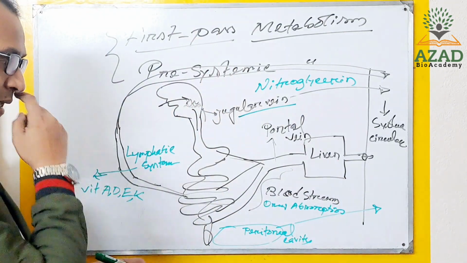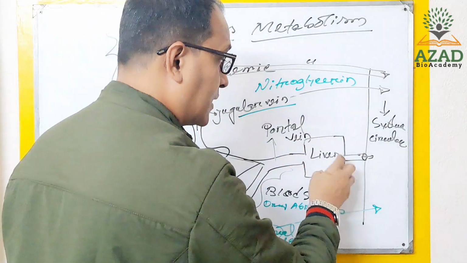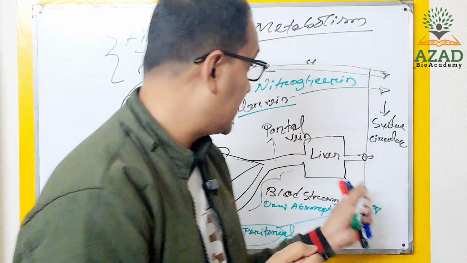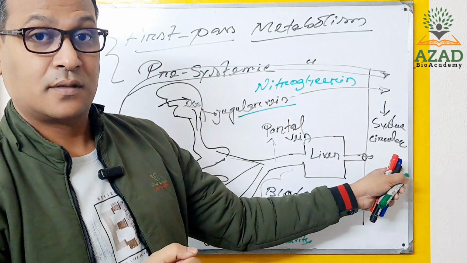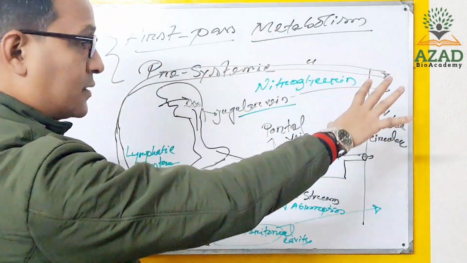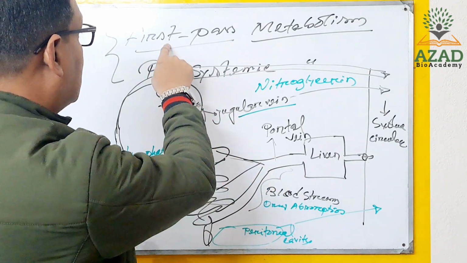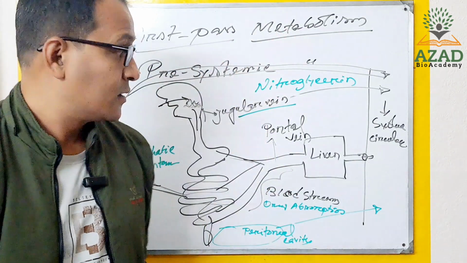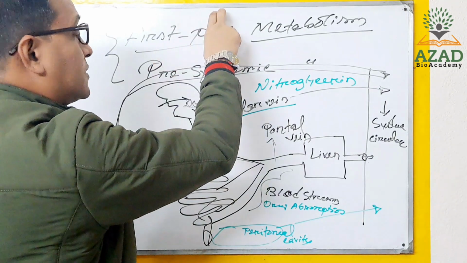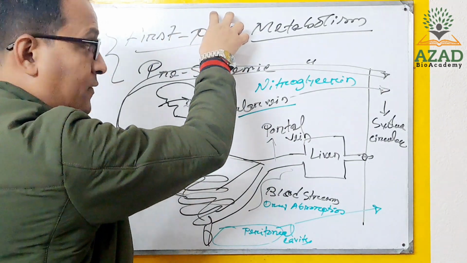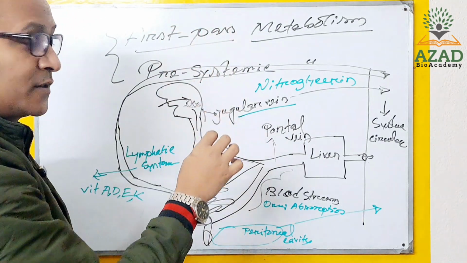Okay, and then it will pass the liver, and if the liver allows, then it will go to the systemic circulation. Okay, some exceptions are there. So now I will come to the point, first pass metabolism. So what would be the first pass? What would be the first encounter? What would be the first challenge?